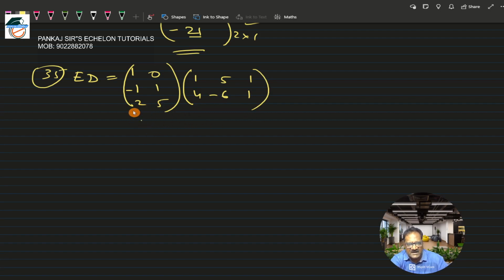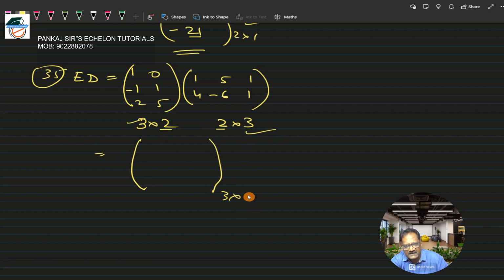This is how many rows? 3 rows and 2 columns, so 3 by 2, and this is 2 rows and 3 columns. So these inner values are same, so the product is possible, and the product will be a 3 by 3 matrix. Again you have to fill up these 9 places. So A11 will be what? It will be first row and first column. So 1 into 1 is 1, plus 4 into 0 is 0. So this will be 1.